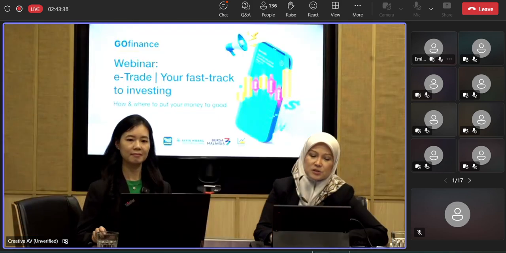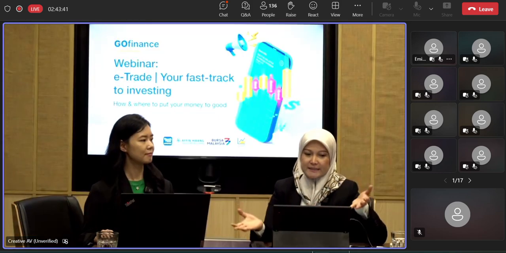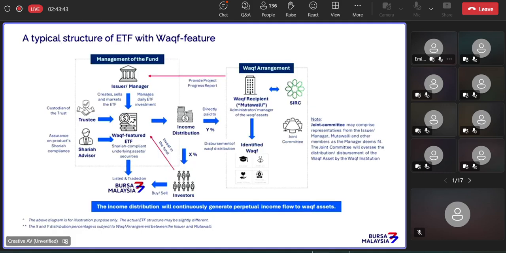Okay, so I'm just going to show you, for you to understand, a typical structure of an ETF with Wakaf feature. So basically an issuer or a manager, the ETF issuer or ETF manager, will issue a Wakaf featured ETF. In this example, it is Equate Wakaf ETF. And before that, they already have an arrangement with a Wakaf institution. This Wakaf institution is basically a Majlis Agama or institutions approved by Majlis Agama Islam Negeri. Okay, so the arrangement is stated in the prospectus of the ETF.